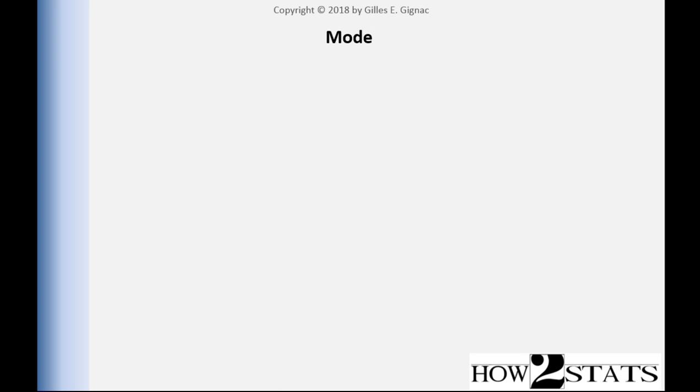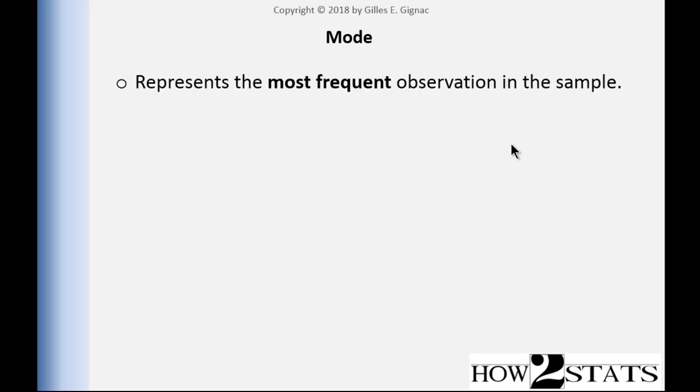In this video, I'm going to describe the mode, and then I'm going to show you how to identify the mode in a small sample of data. So what is the mode? The mode represents the most frequent observation in the sample. That's as simple as it is. You just have to identify the values that occur most frequently in a sample of data.